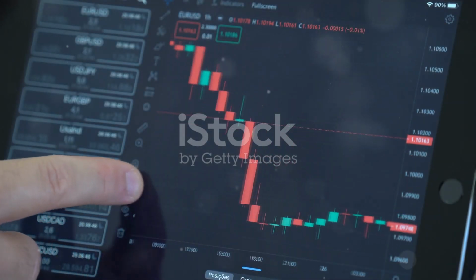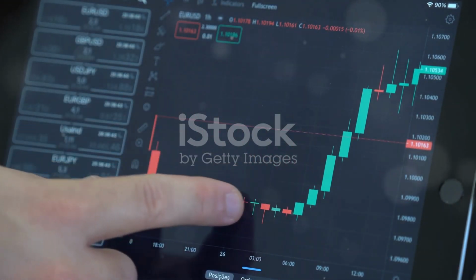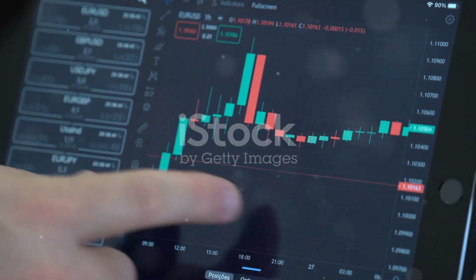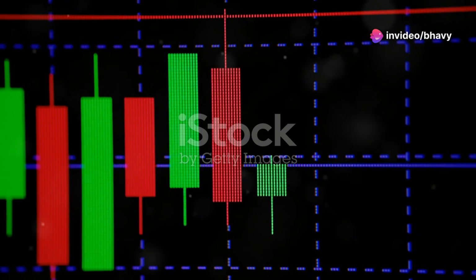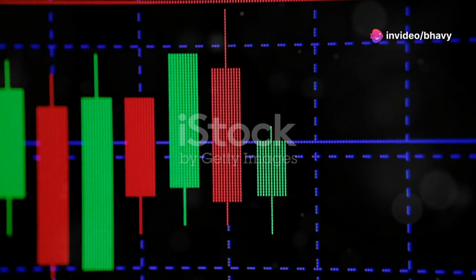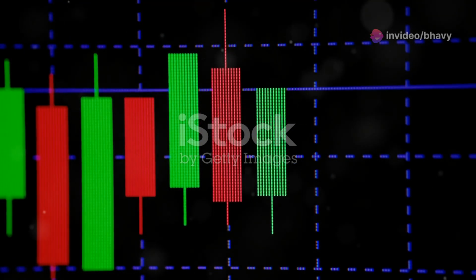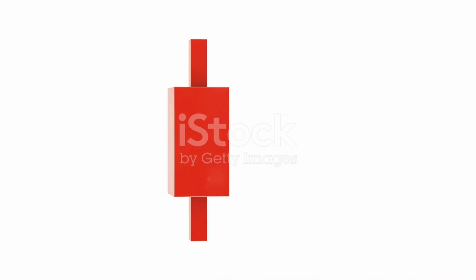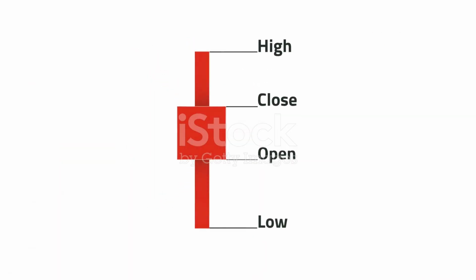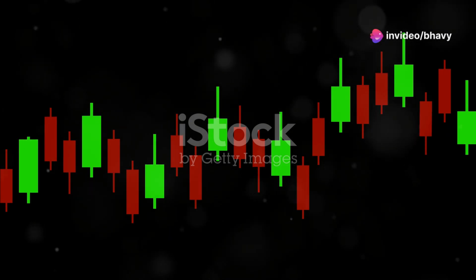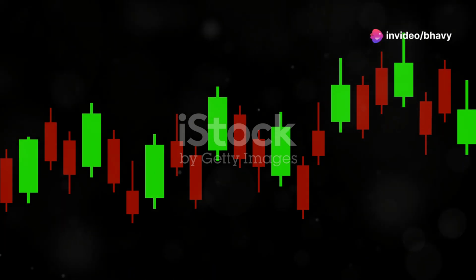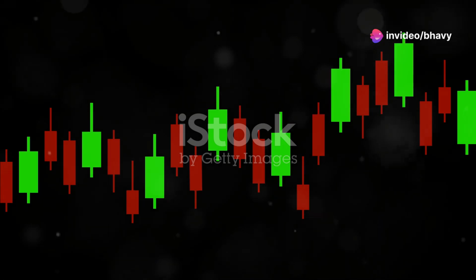Before we can decipher the messages conveyed by candlestick patterns, it is crucial to understand the basic anatomy of a candlestick. Each candlestick on a chart represents the price action of a specific time frame, whether it's a minute, an hour, a day, or a week. A candlestick consists of four key elements: open, high, low, and close. The open price is represented by the bottom of the candlestick's body if the price went up during the time period, and the top of the candlestick body if the price went down.